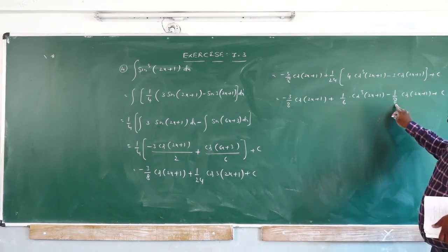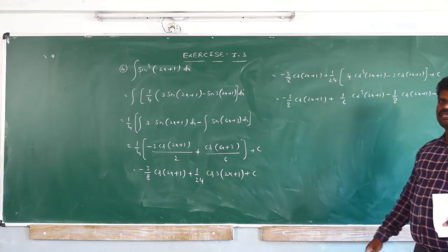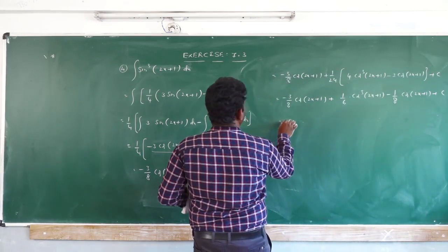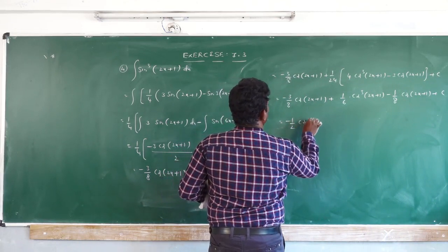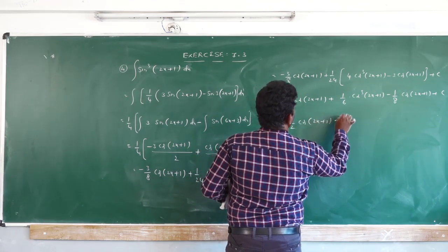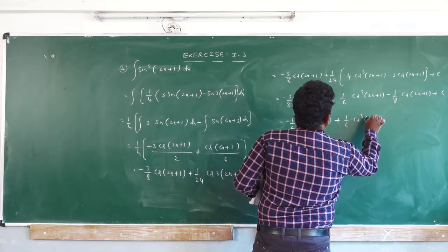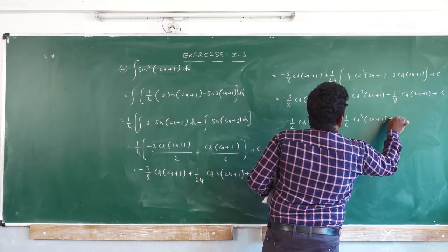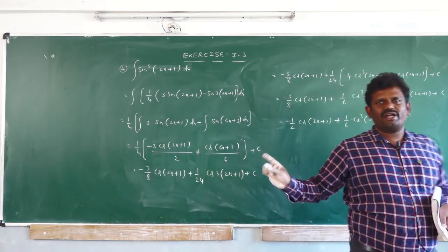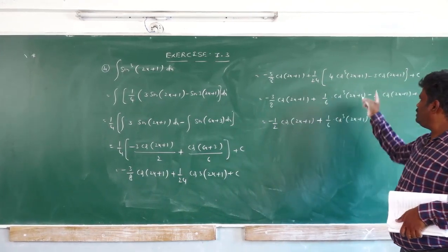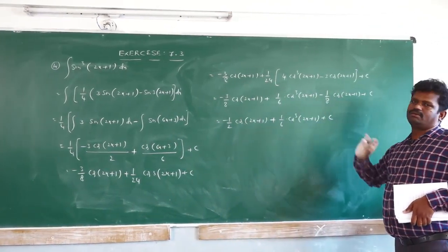Here see 1 by 8 there, here minus 3 by 8, minus 3 minus 1 is minus 4, minus 4 by 8 means minus 1 by 2. That is equal to minus 1 by 2 into cos of 2x plus 1 plus 1 by 6 into cos cube of 2x plus 1 plus c. So that is the final answer in the textbook. Up to this one, okay. Otherwise, if you simplify, finally this is the final textbook answer.